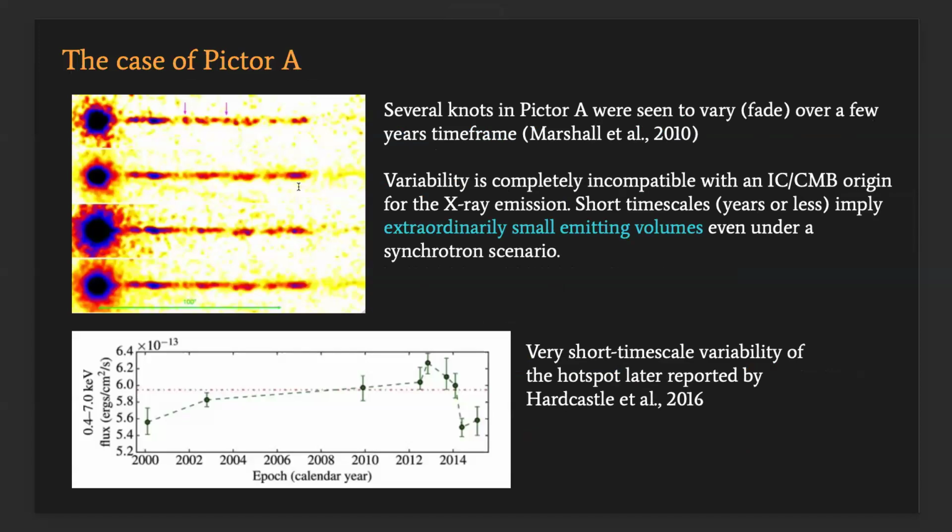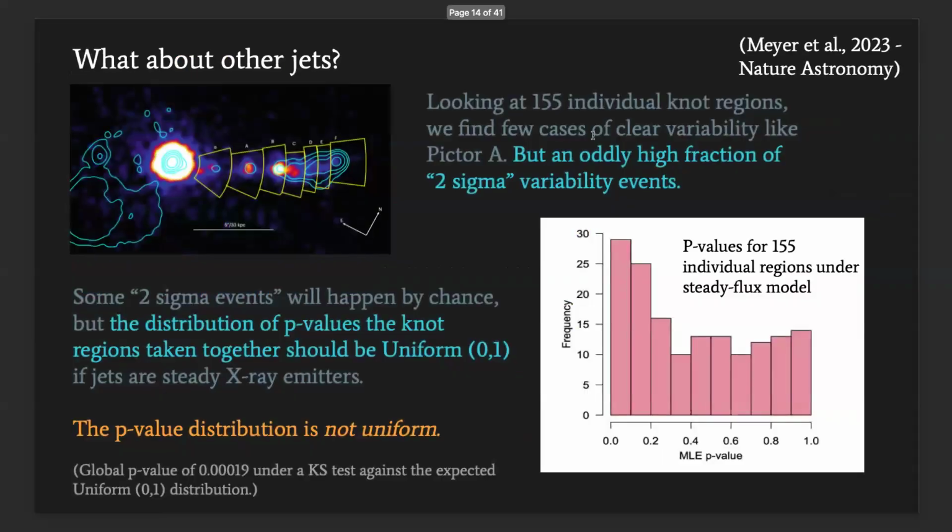So many of you know about the famous case of Pictor A, which was the first surprising result that these jets can fade, can change over just year timescales. Herman Marshall published that back in 2010. Martin Hardcastle's done a lot of work on the same source, Pictor A, using the hotspot.